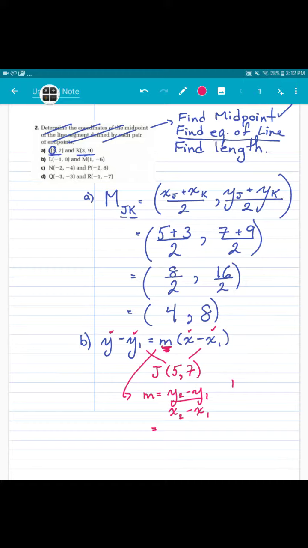So we'll use K as point 2 and J as point 1. And so we have the y value of K first. So that's 9 minus the y value of J, which is 7, over the x value of K, which is 3, minus the x value of J, which is 5. And we end up with 2 over minus 2, which is the same as minus 1.